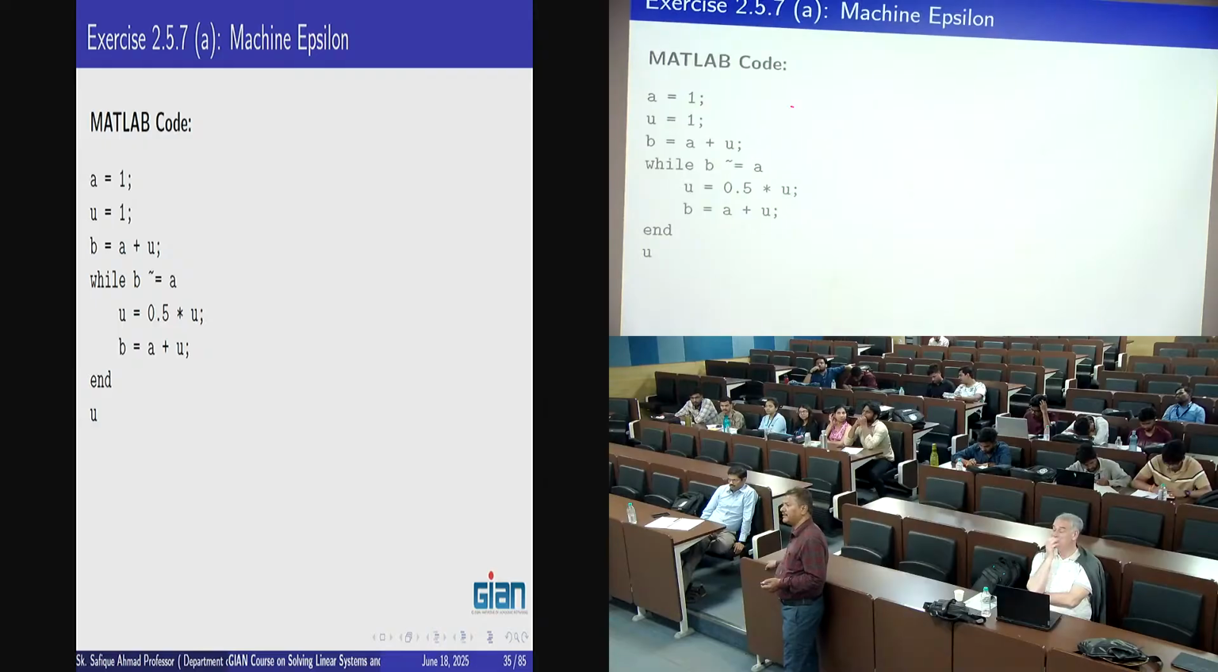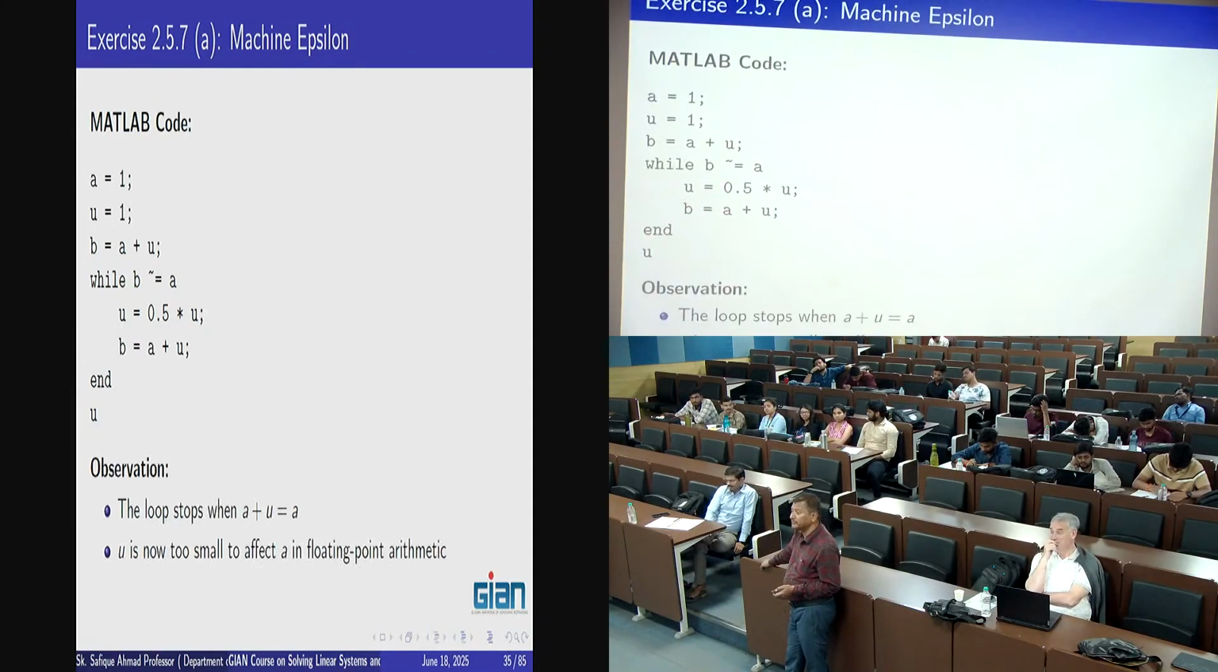Now, in MATLAB, how do you find the unit round of error? Say for example, in MATLAB code you have A equal to 1 and U equal to 1, B equal to A plus U, and while B is not equal to A, U equal to 0.5 times U, and B equal to A plus U. That means this is your desired calculation with the unit round of error.